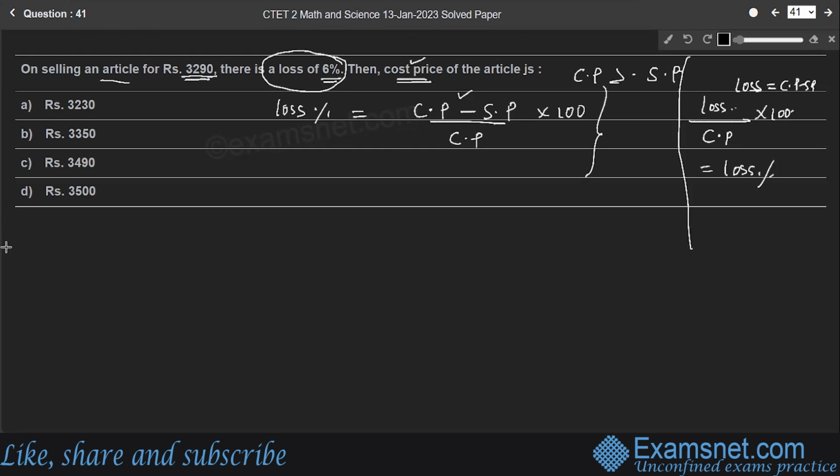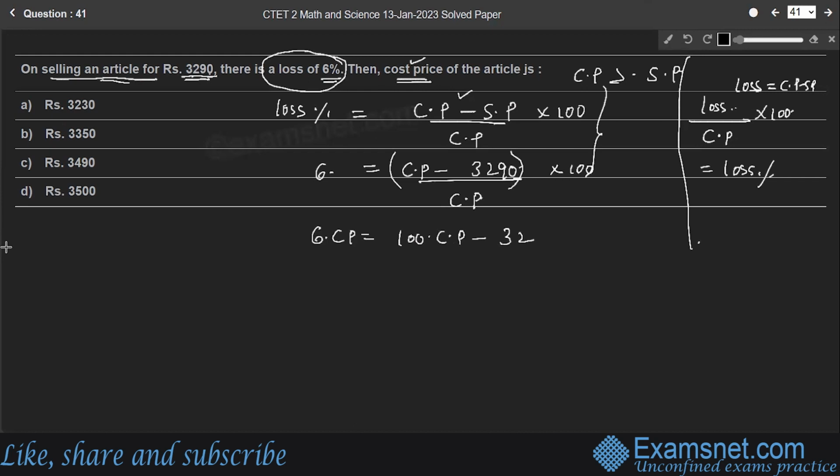Therefore, here we have to find cost price of the article. So loss percentage is given, which is 6. Which is equal to cost price minus selling price of the article. On selling an article for 3290 rupees, so 3290 is selling price of the article. So over the cost price, divided by cost price into 100. Right? Simplify it. So here 6 into cost price is equal to 100 into (cost price minus 3290).